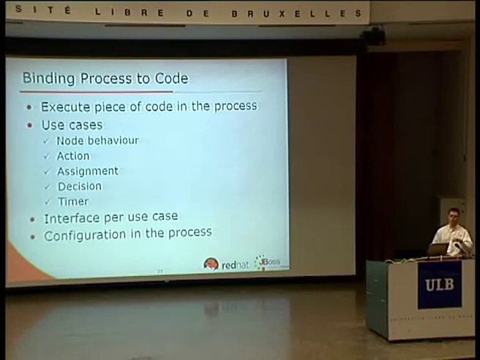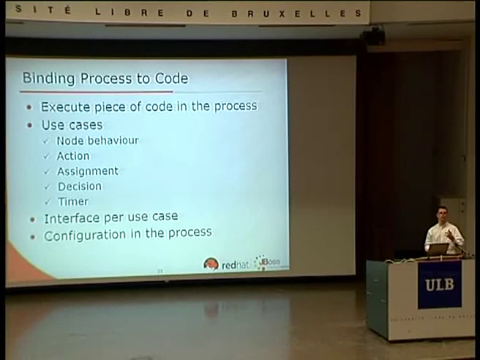So let's zoom in a little bit deeper on how we can bind process to code. First of all, an indication of the use cases. When do you want to bind process to code? That is, for instance, in the node behavior, if you want to implement node behavior. Secondly, if it's not attached to a node, so you have the process graph structure, but somewhere invisibly, for instance, on taking this transition, I want to execute a piece of code. Or when you leave this node, that's not really related to the graphical structure. You just add a kind of listener, like when the execution goes over this transition, execute this piece of code. Also task assignment, decisions, and timers are good examples of use cases for binding Java to your process.